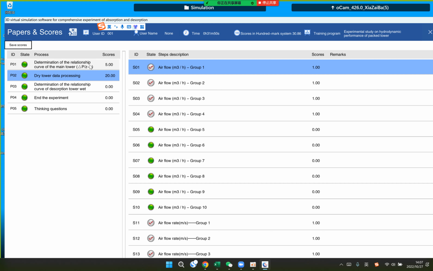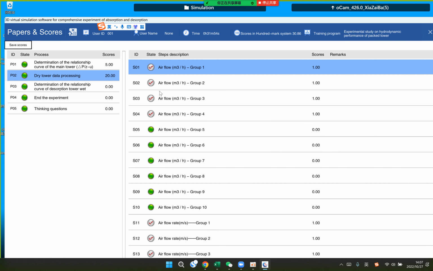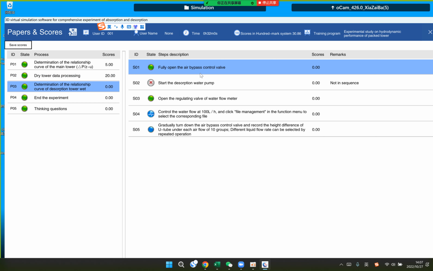However, now I only did four. Okay, four parts. So for the dry toner data processing, I think that is finished. Then we will do the wet pressure experiment. So in that case, we control the water flow rate at some flow rate, which in this case is 100 liter per hour.